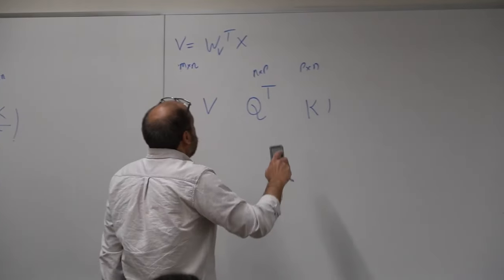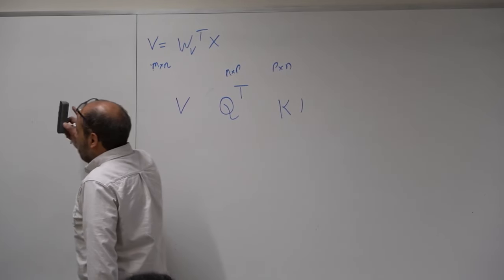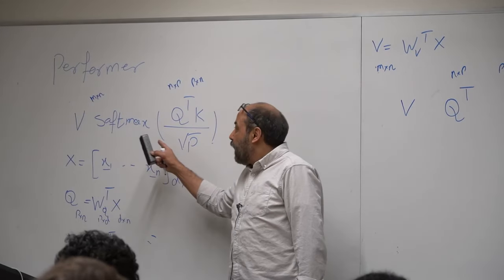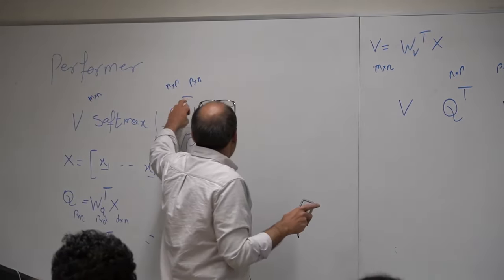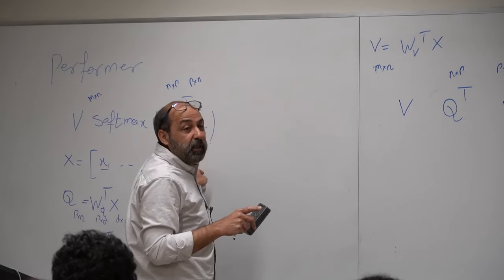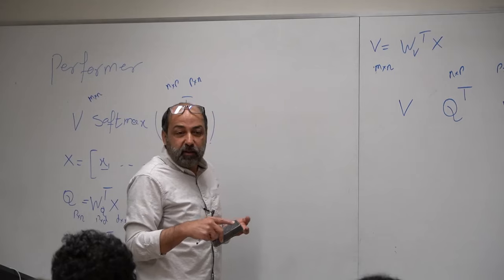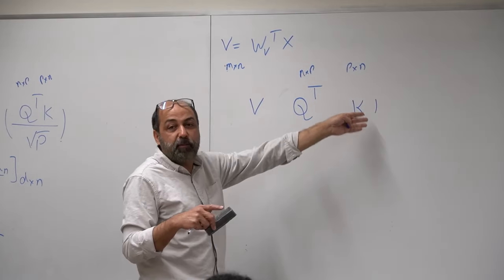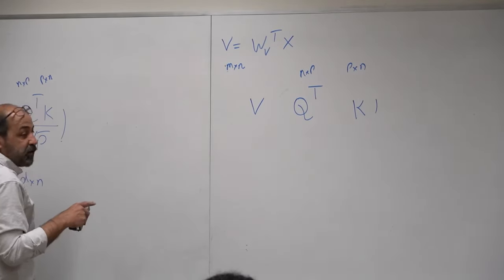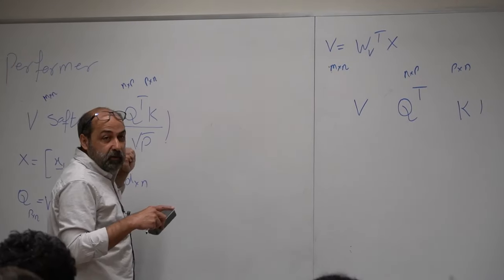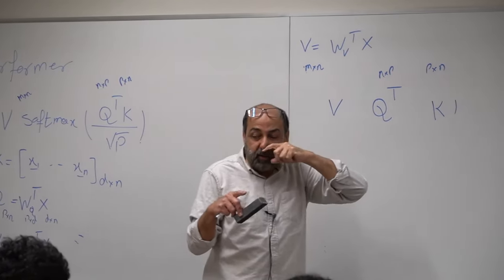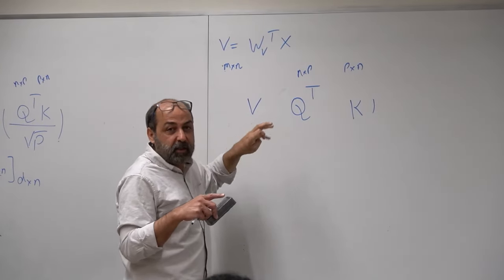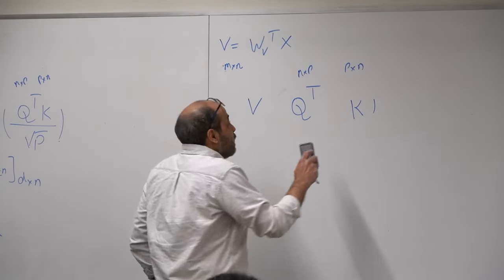So the main observation here is, is there any way to get rid of this softmax and represent softmax of Q transpose K over square root of P as a matrix multiplication, such that Q prime transpose times K prime is equal to softmax of Q transpose K over square root of P. If I can manage to do this, then life would be easy. I reorder this multiplication and I get around the complexity. So that's the main idea.